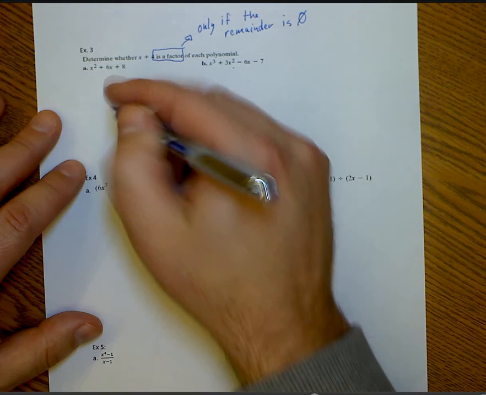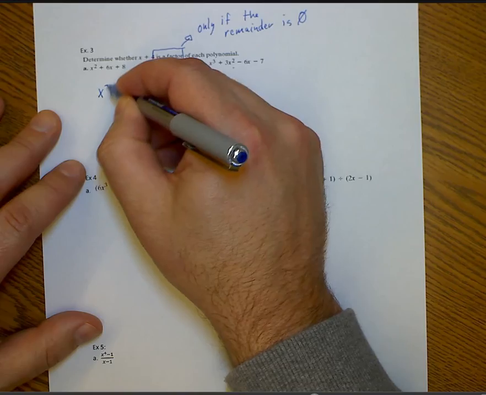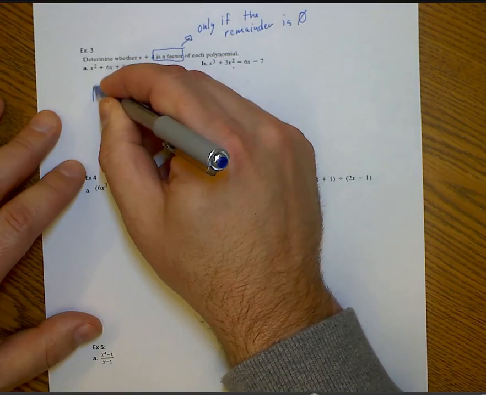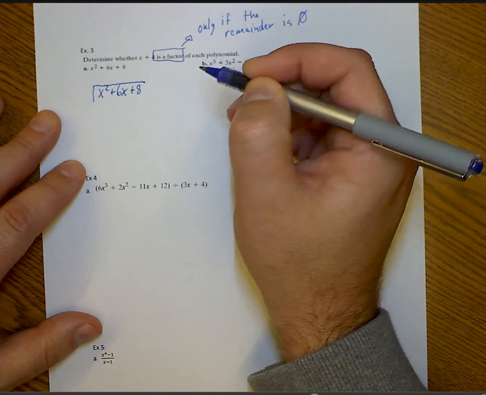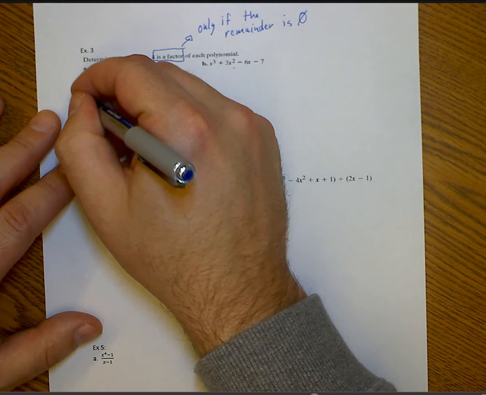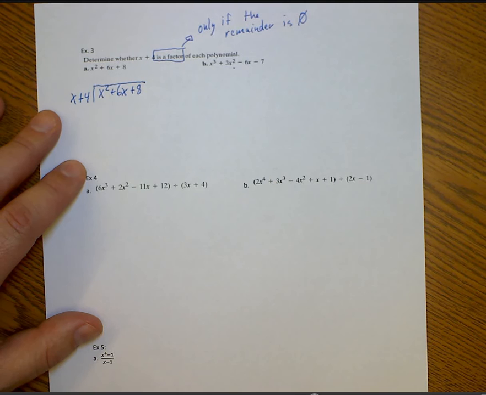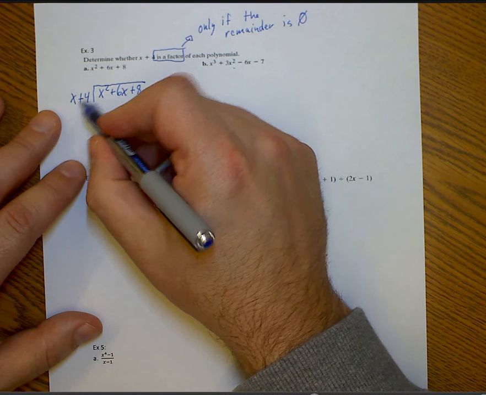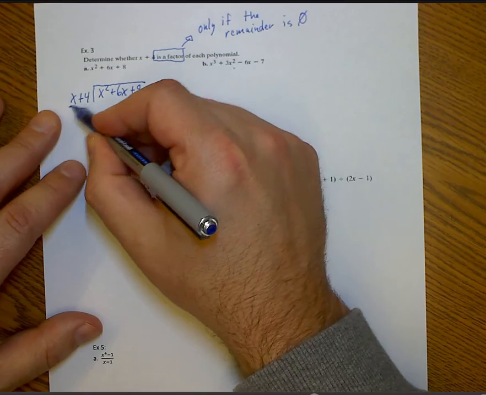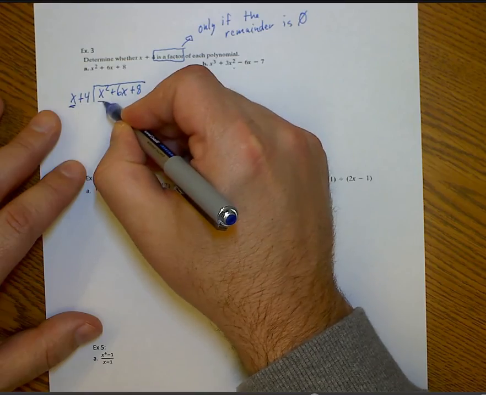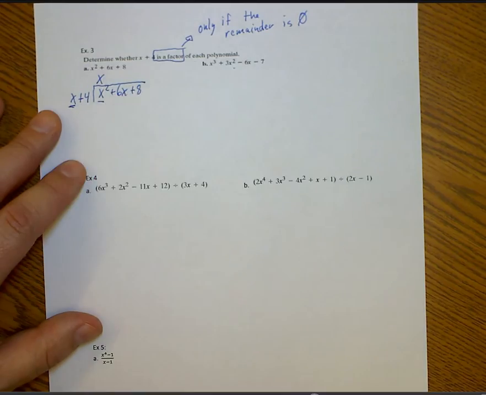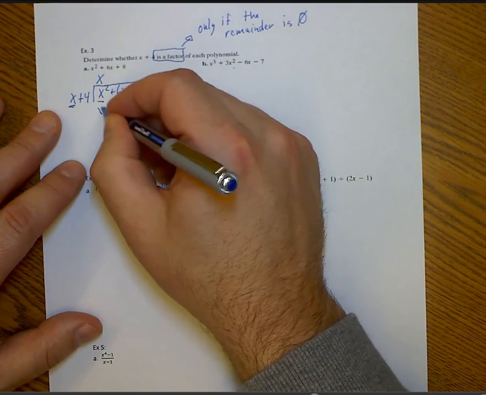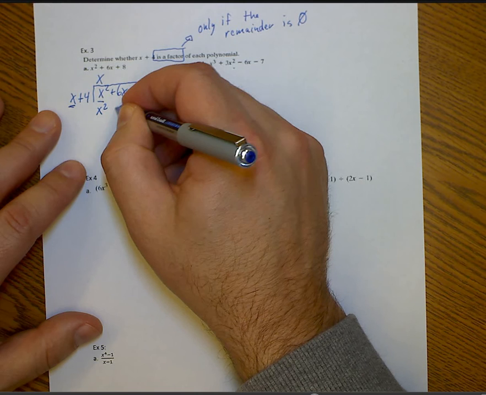So if I have x squared plus 6x plus 8 inside, and I have x plus 4 outside, that means when I look and see what I can multiply by x to get x squared, I say x times x gives me x squared. So I put my x there. X times x gave me x squared. X times 4 gives me 4x.